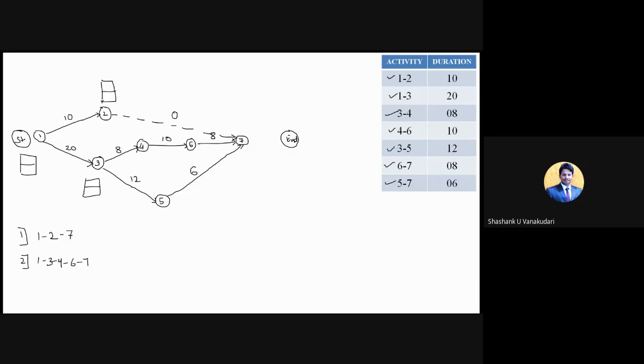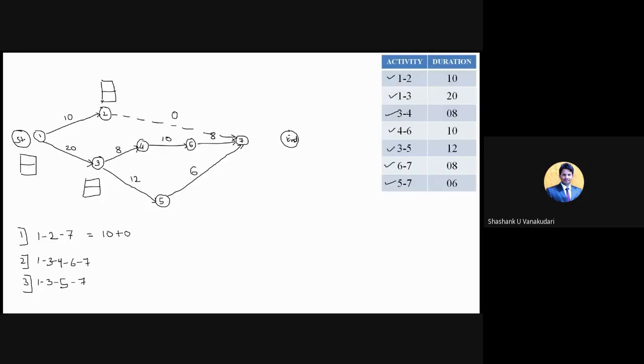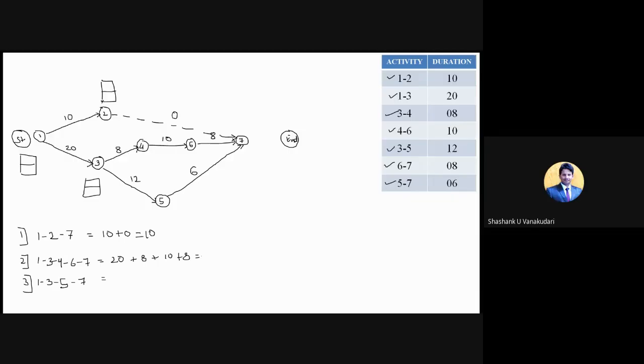Okay, and last one is at the bottom, that is 1 to 3, 3 to 5, and 5 to 7. Okay, now here 1 to 2 will be 10, and 2 to 7 will be 0. It is 10, and then 1 to 3 it is 20, 3 to 4 it is 8, plus 10 plus 8. 46. Very good. 46.